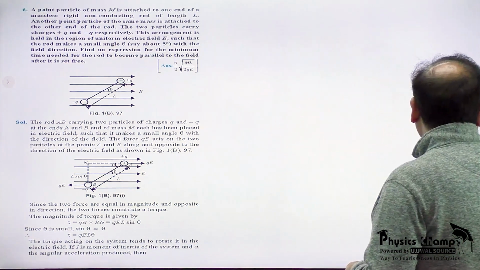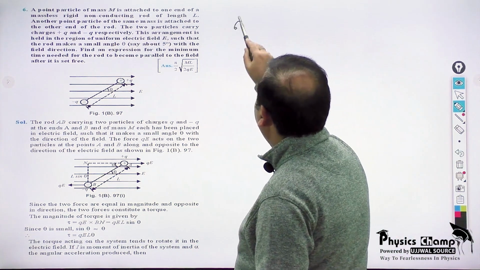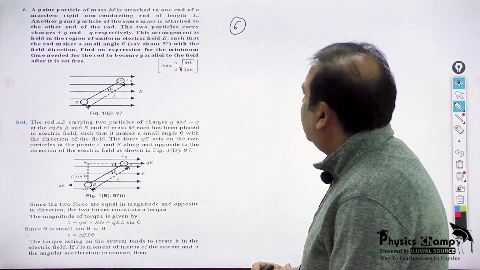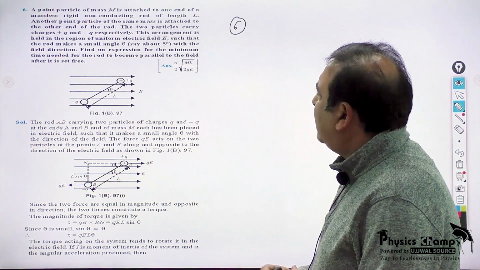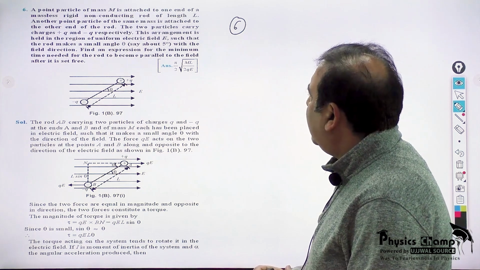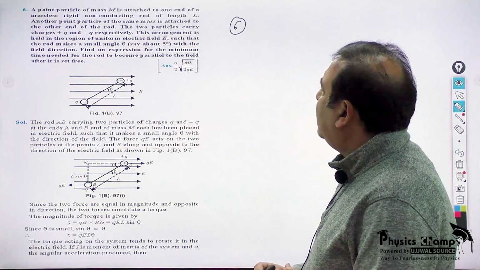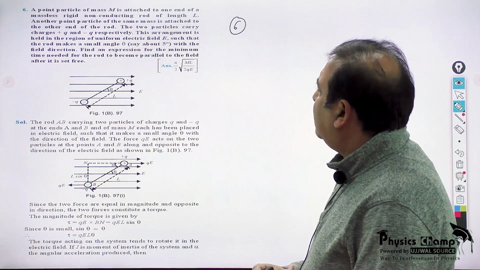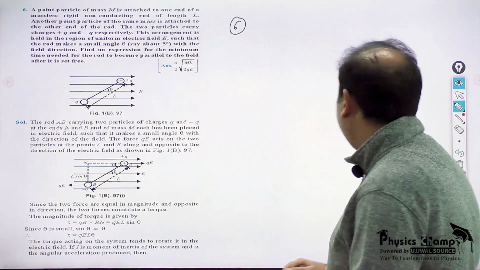Here, question number 6, we are told there is a point particle of mass m attached to one end of a massless rigid non-conducting rod of length L. Another point particle of same mass is attached to the other end of the rod and the two particles carry charges plus q and minus q respectively.